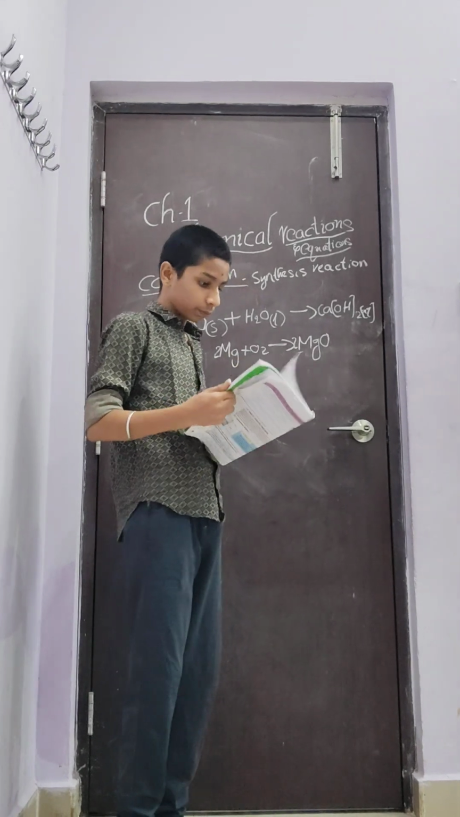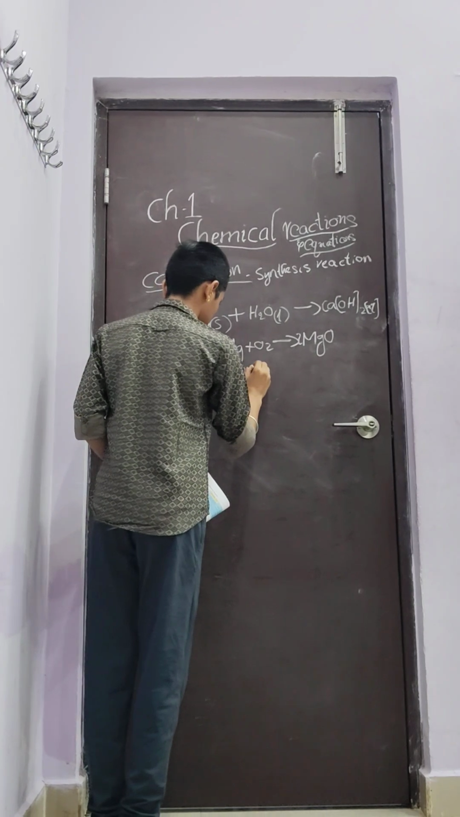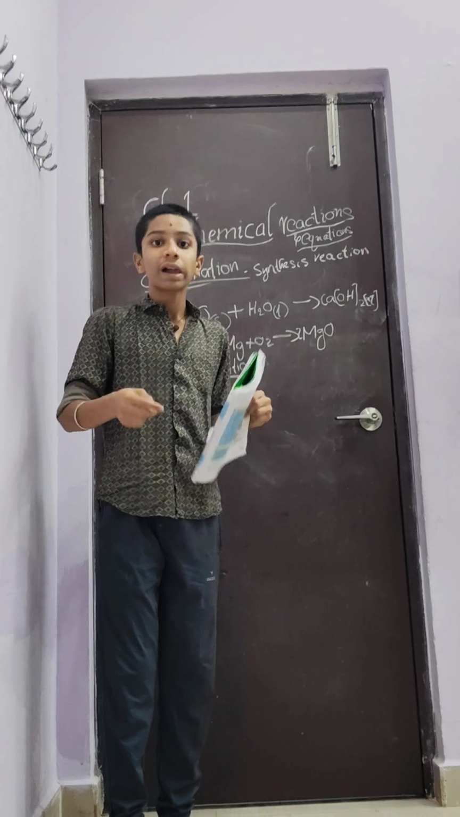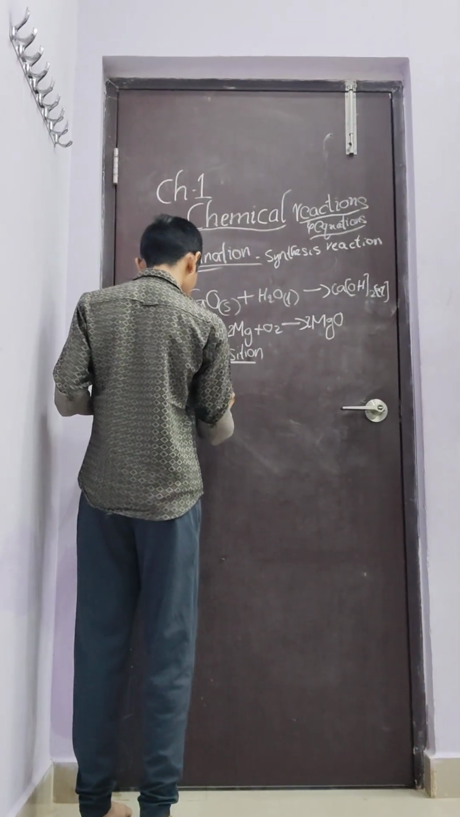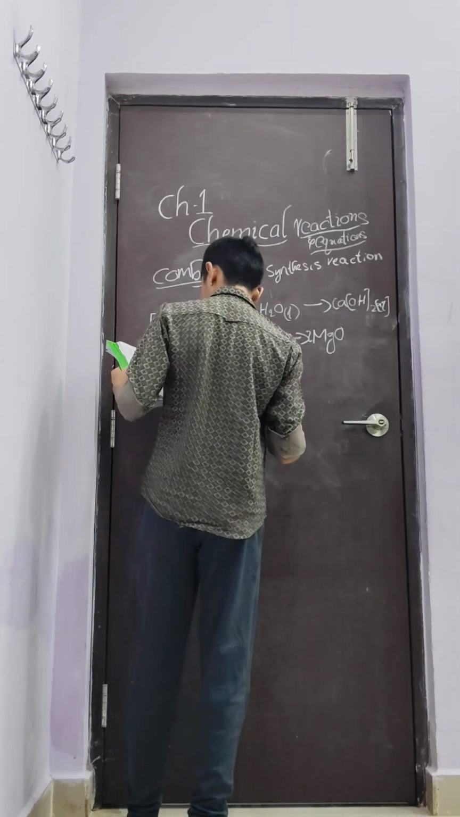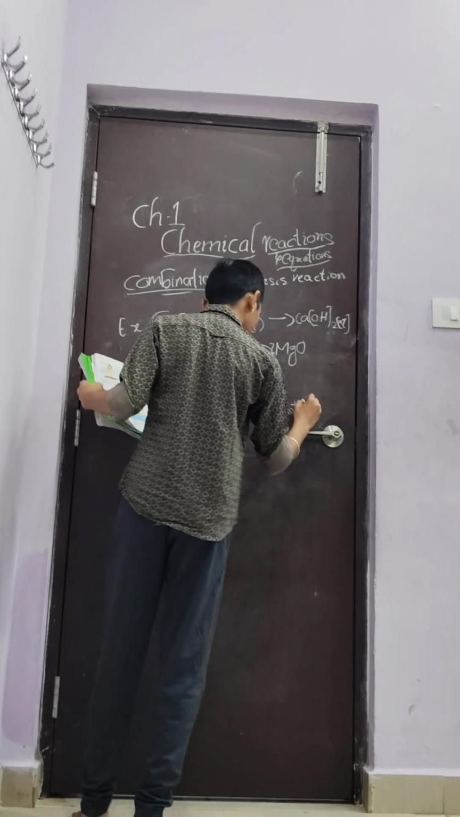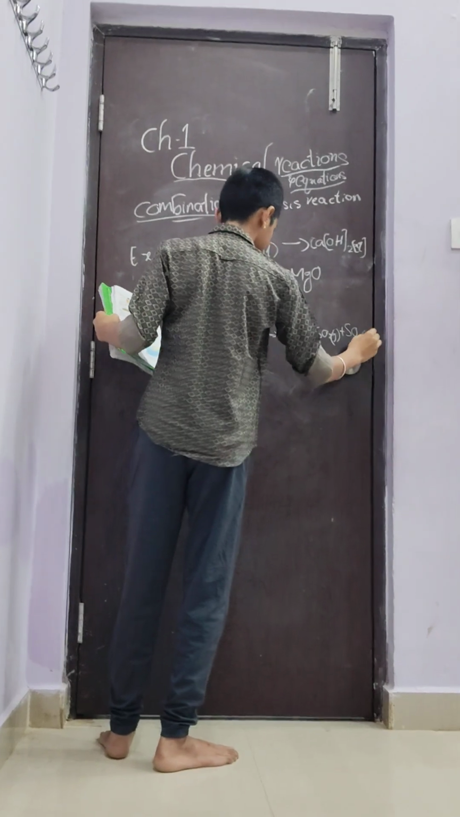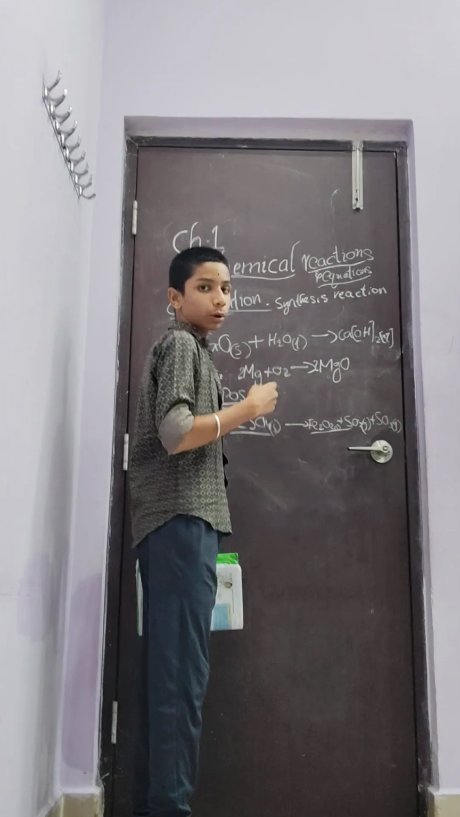And decomposition reaction. What is a decomposition reaction? Only one reactant breaks down into two or more products. Examples of decomposition reaction are 2FeSO4 in solid state gives rise to Fe2O3 in solid state, SO2 in gaseous state plus SO3 in gaseous state. This is an example of decomposition reaction.